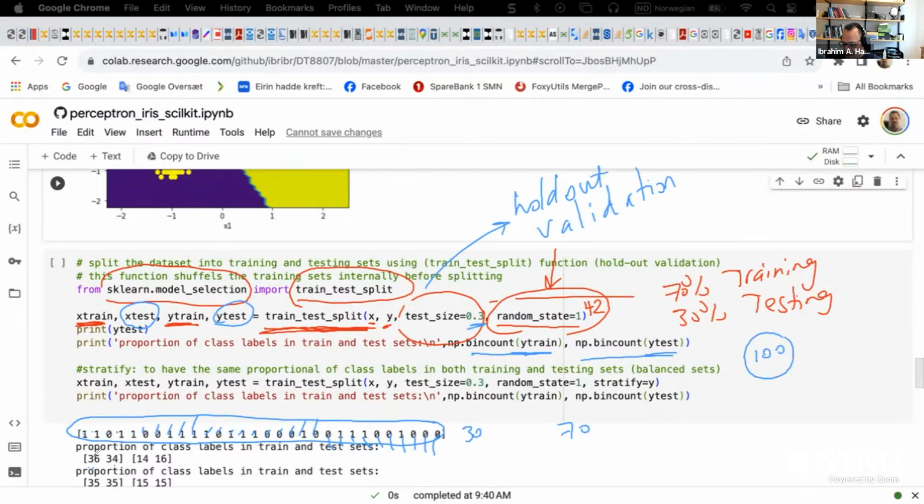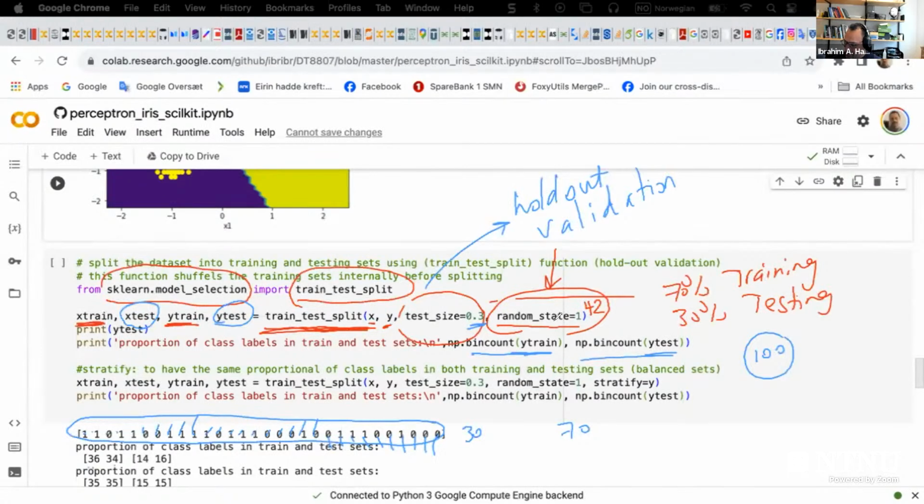Which means in the training set, we have more from class 0: 36 examples from class 0 and 34 examples from class 1. In the y test, it's 14 from class 0 and 16 from class 1, right? So it's not equally represented, correct? Not balanced.